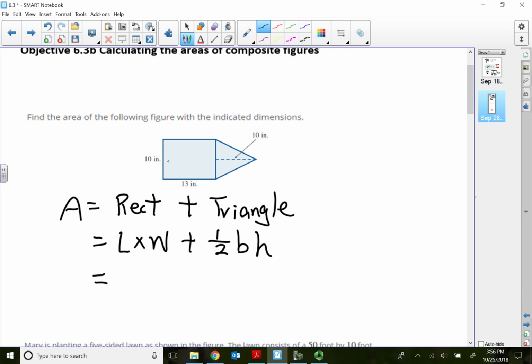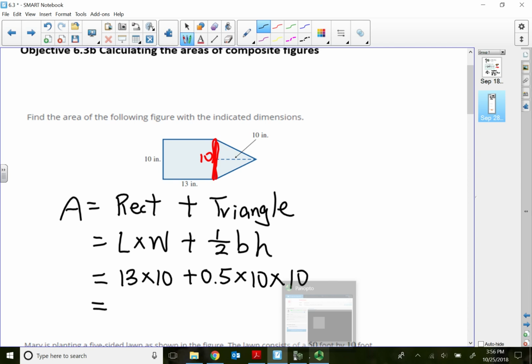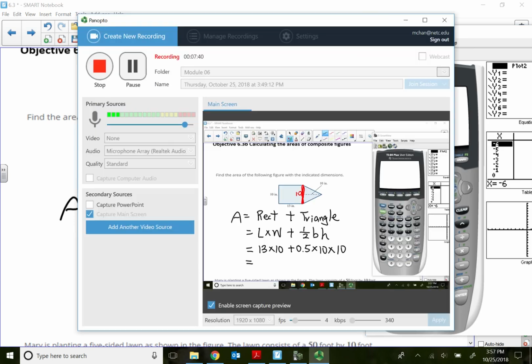So let's look at this rectangle part. Length is 13 times the width, which is 10, plus half, which is the same thing as 0.5, times the base of the triangle. This base of the triangle is the same as the width of the rectangle, so that's also going to be 10, times the height of the triangle, which is indicated as 10. So we write them all out and then we key in the calculator all at one time.